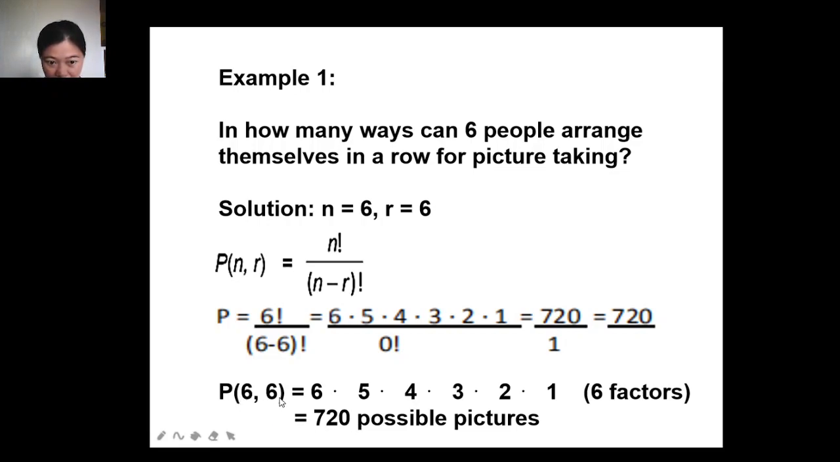So 6 taken 6 at a time. So I have to consider factors, writing factors starting from 6 and considering that r is 6. So stop ako hanggang 1 para magkaroon ako ng 6 factors. So still the answer is 720 possible picture arrangements. So that is for permutation with distinct arrangement. So remember the formula: n factorial all over the quantity of n minus r factorial.